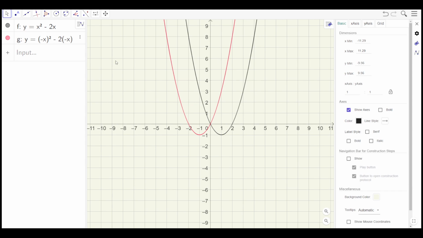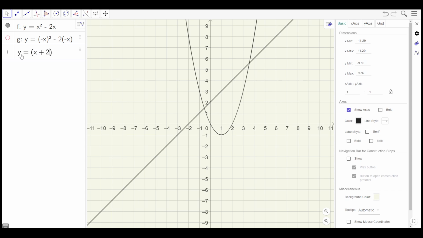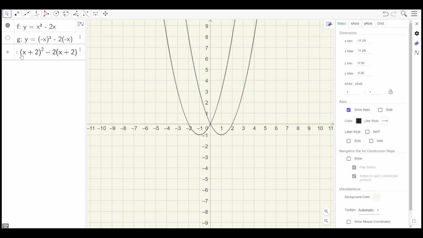So let us go back to GeoGebra. If you don't mind, let me take this off. We don't need it. And then what I do, I want to draw the graph of this new function after I replace x with x plus 2. So it becomes x plus 2 to the power of 2, and then I go down minus 2 times x plus 2. So that is what it is.